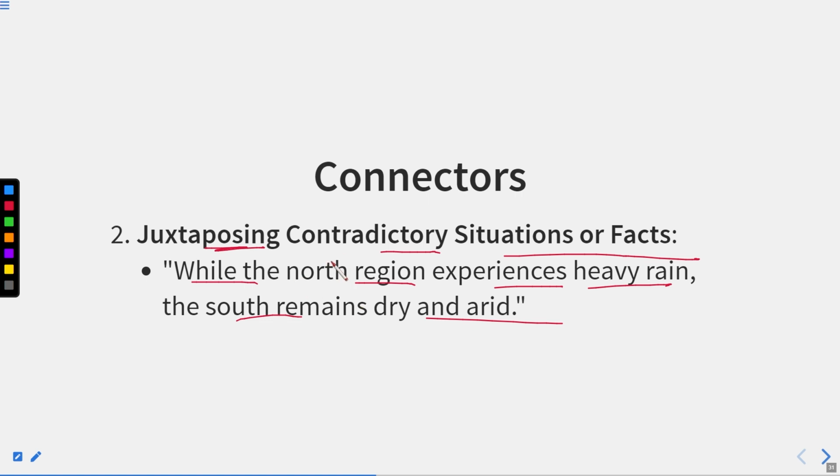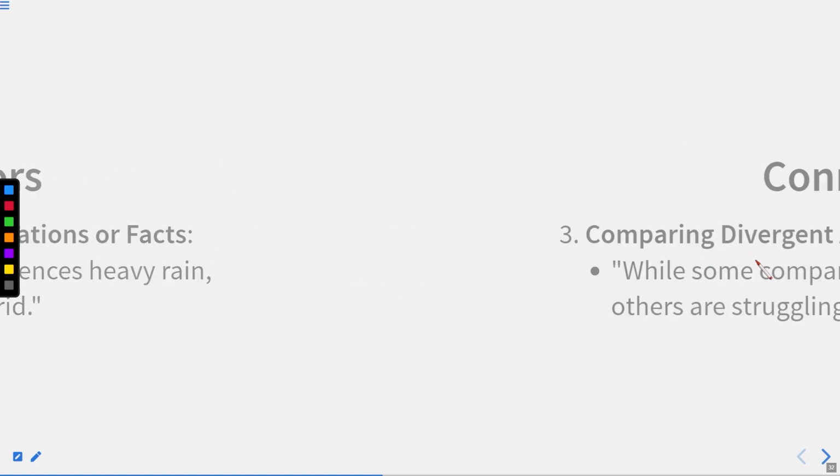Now, we are talking about two regions. One is the north region, another one is the south. So this is generally opposite, north to south. We are comparing rain in both the regions. In the north region it is high, and in the south it remains dry. It means no rain, or little rain, rain which is negligible or equal to zero.